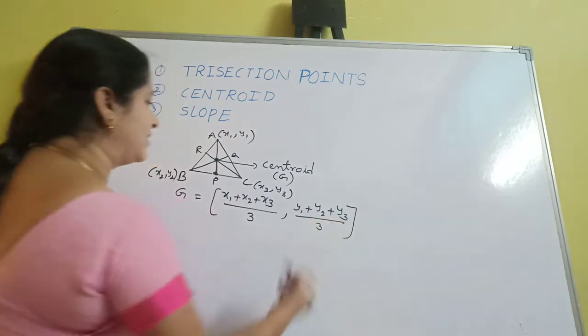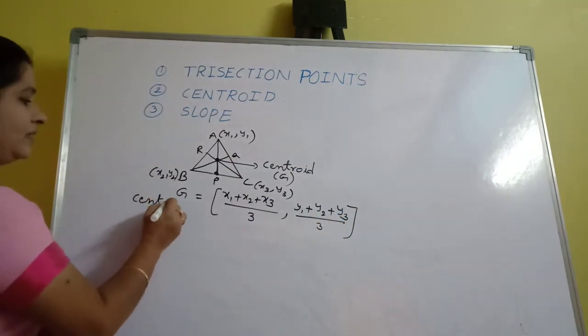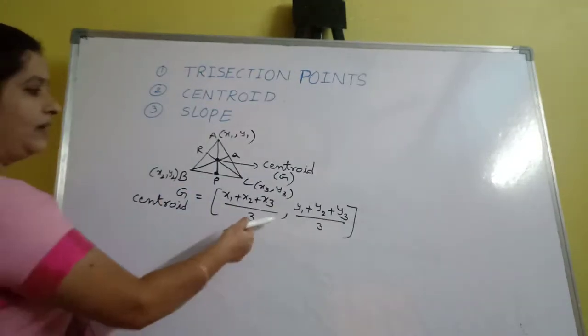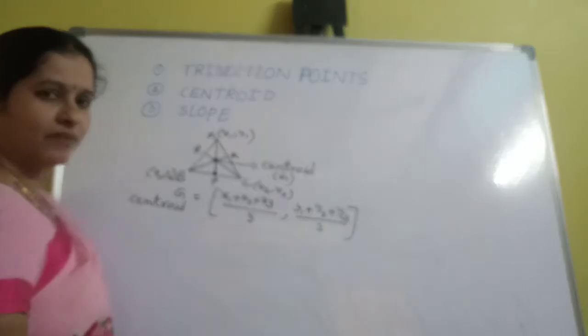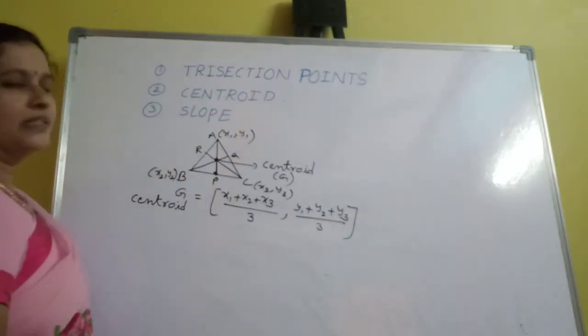So this is the centroid formula. It is very easy to remember: (x1 plus x2 plus x3) by 3, (y1 plus y2 plus y3) by 3. By using this formula, you can easily find out the centroid value.